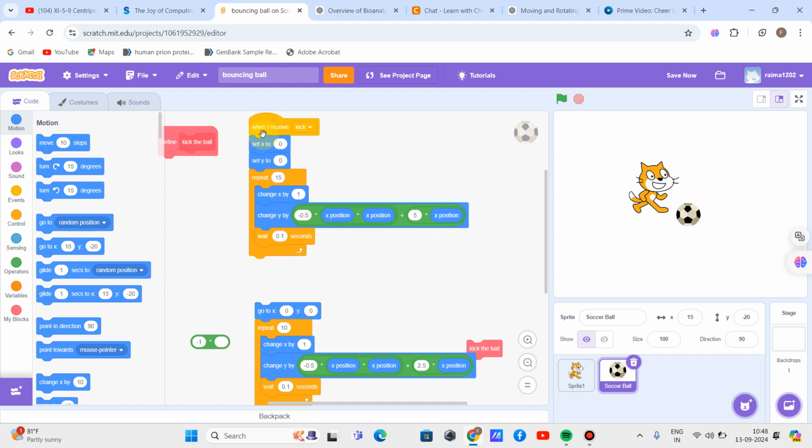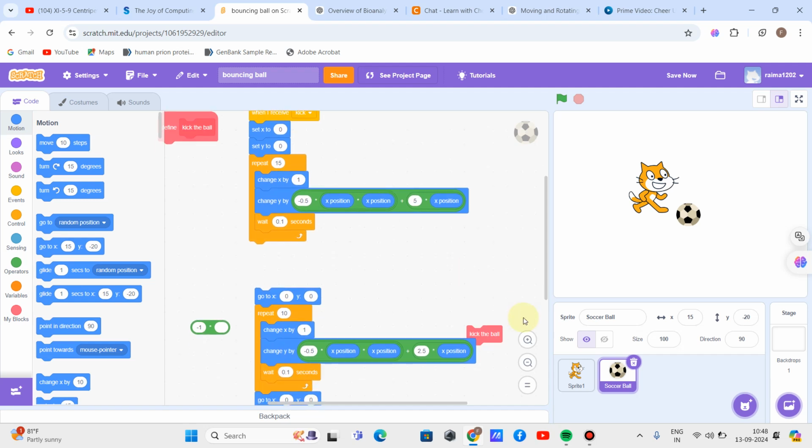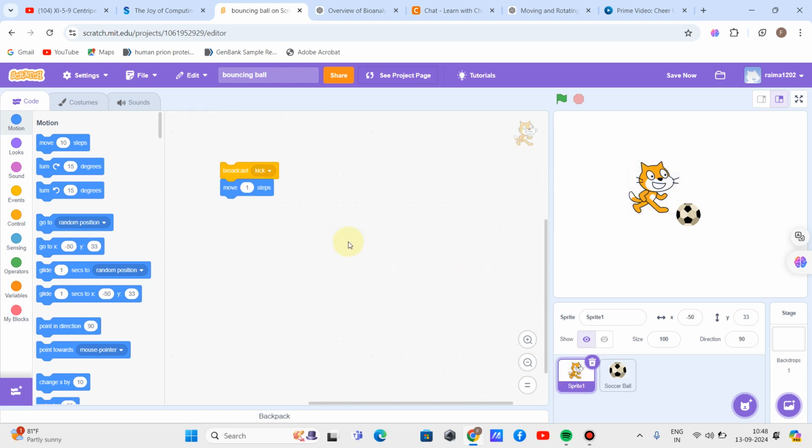See, this is the first bounce which I made. How did I program? First I programmed the cat sprite to broadcast a message, kick, which tells that the cat is going to kick the ball and move 1 step so that it feels like kicking. So when I click this, the cat moves 1 step forward and the ball simultaneously starts to move. See, the cat is moving 1 step. 1 step is very slow, so it's hard to see it here.